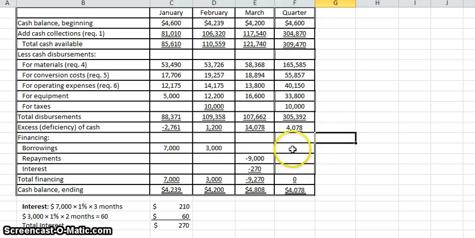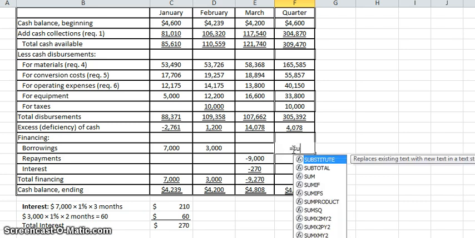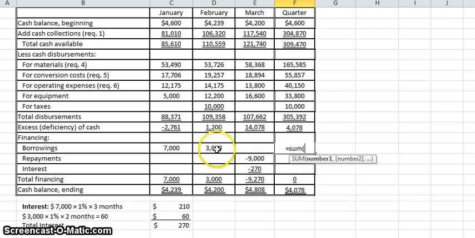Now let's sum our borrowings across just for formatting purposes. So this equals the sum of this cell, colon, and that last cell, parentheses. And then we can copy that formula down. Okay. So the ending cash balance at the end of the quarter, which is March 31st, ends up being the same as the March 31st balance in the March column, which it needs to be, or else it's wrong.